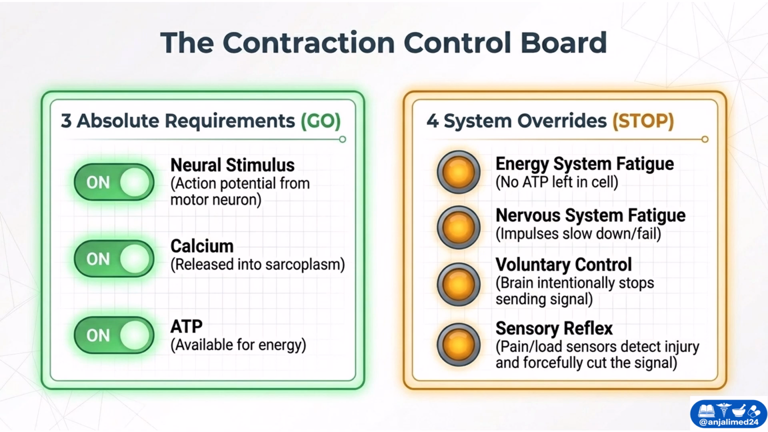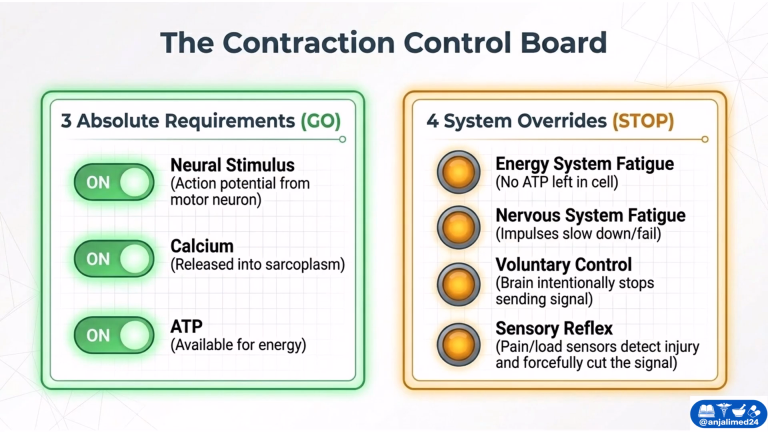Now let us move to the right side of the slide, which shows four system overrides, the physiological stop mechanisms. The first override is energy system fatigue. If ATP stores become severely depleted, the muscle can no longer sustain contraction. This commonly occurs during prolonged intense exercise.